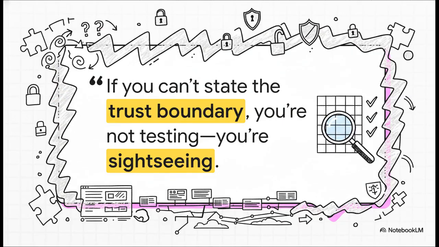I love this quote because it's so blunt and so true. A trust boundary is just that line, where your application stops trusting input. It's as simple as that. And if you don't know where that line is for a given feature, any payload you send is just a shot in the dark. Naming that boundary is the very first step to real, effective testing.